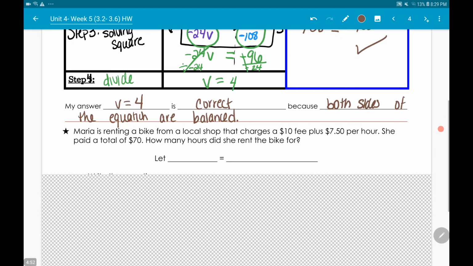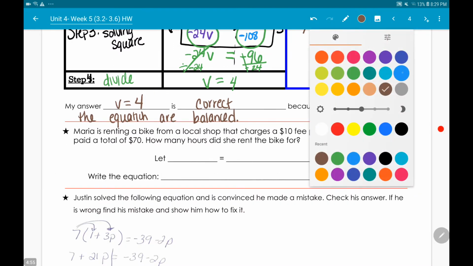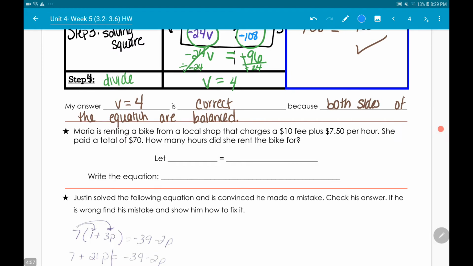Okay. Now this next one. We did it a little bit in Unit 4, but we started it in Unit 3, and this was just writing an equation from a word problem. So let's check this out. Maria is renting a bike from a local shop that charges a $10 fee plus $7.50 per hour. She paid a total of $70. How many hours did she rent the bike for?